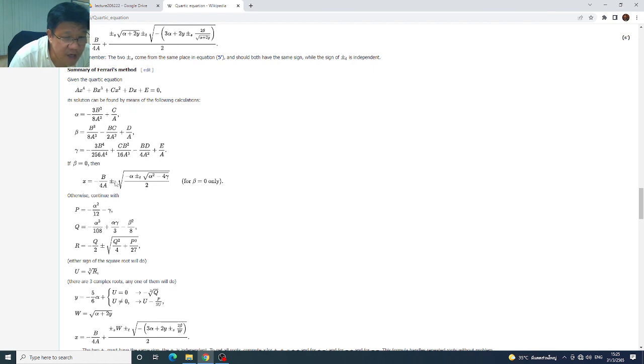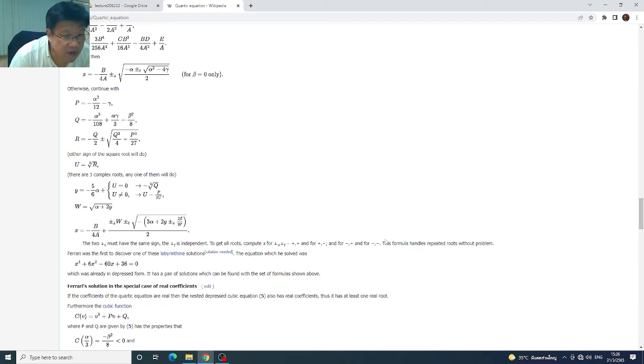Plus and minus here means that you have 4 roots, right? x has 4 possibilities: plus, minus, plus, and minus. This is for beta equal to 0 only. Otherwise, if beta is not 0, you compute P, Q, and R, and then you end up with this formula.